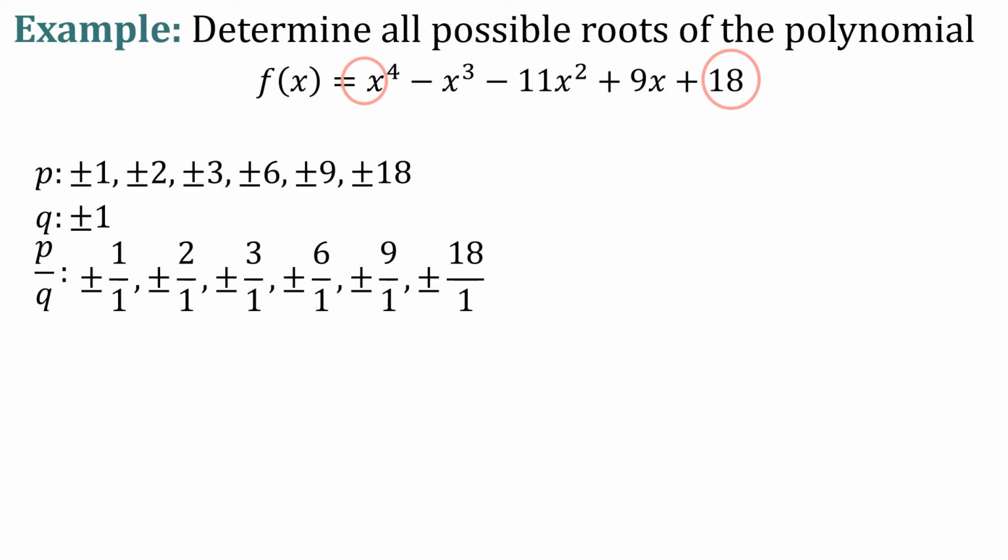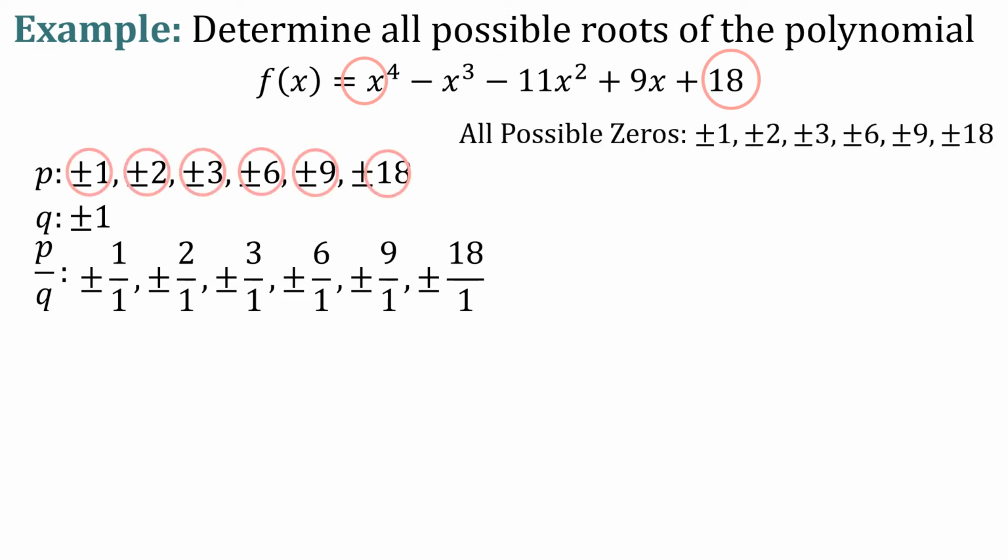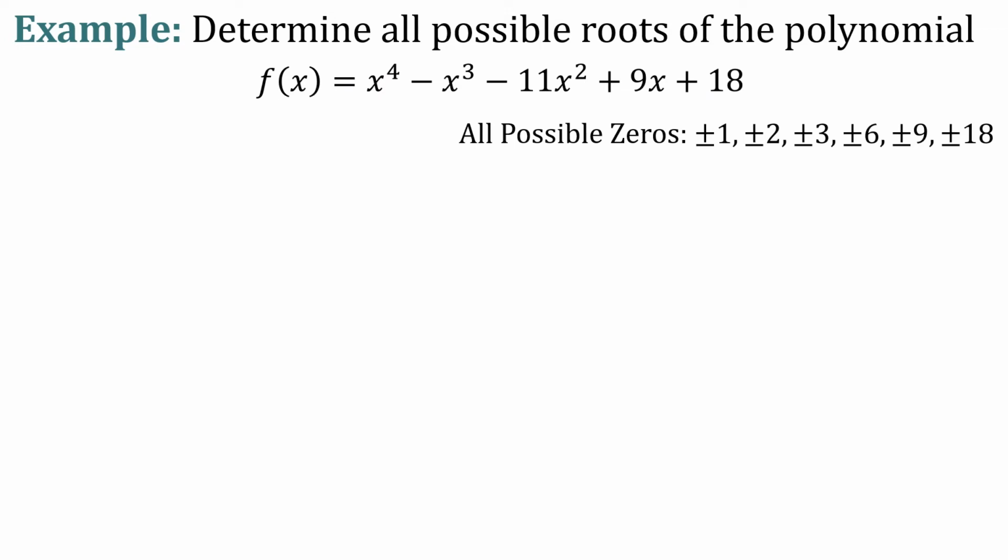1 over 1, 2 over 1, 3 over 1, 6 over 1, 9 over 1, and 18 over 1 all simplify to those numbers. So we know that all possible zeros are 1, 2, 3, 6, 9, 18, the positive and the negative of both of those.